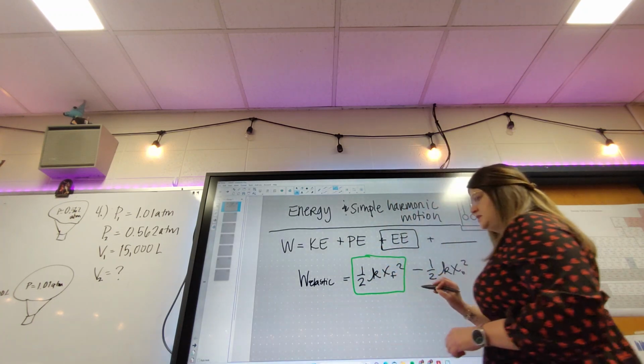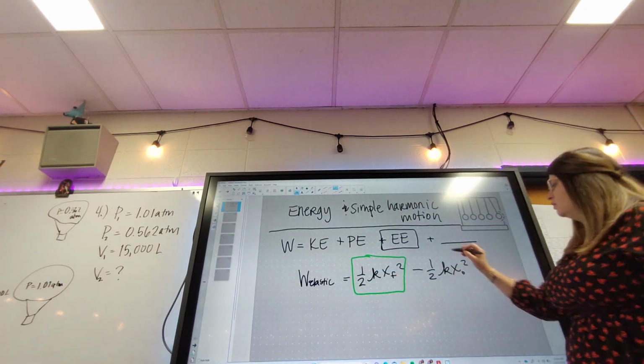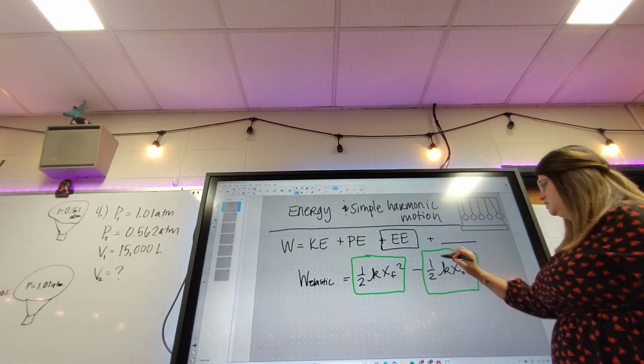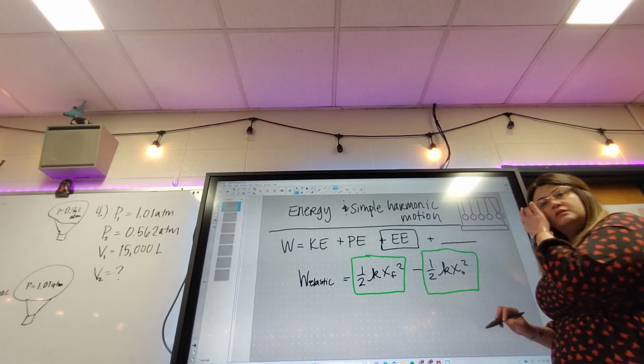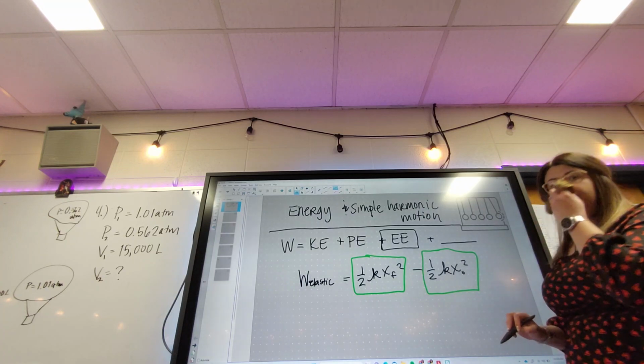So your elastic energy then is the term 1/2 k x final squared, or 1/2 k x initial squared, so they equal each other if work is 0.